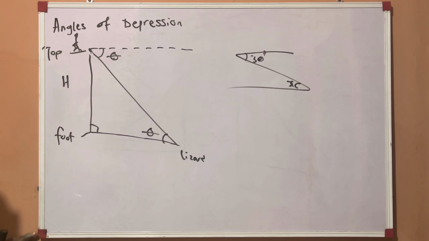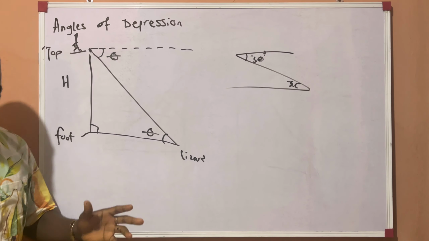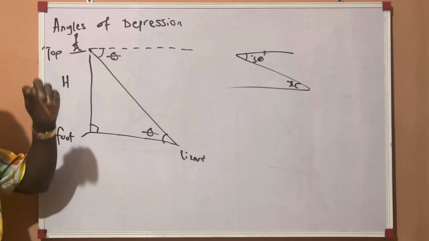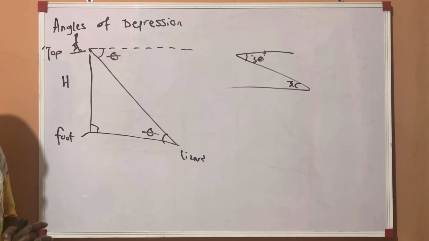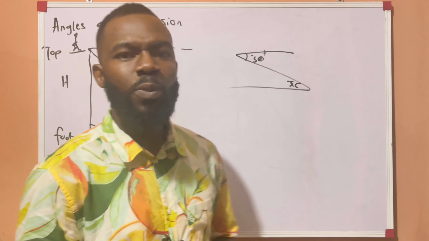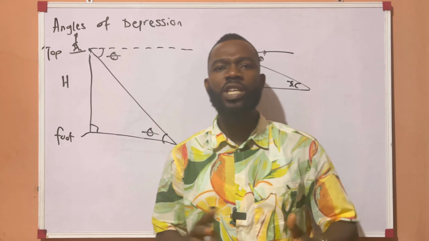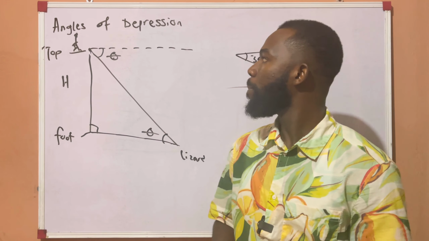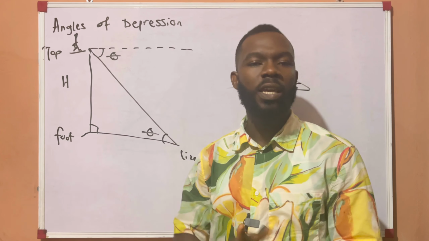So this is exactly how angles of depression are formed. The observer is up, trying to observe an object down, and then angles of depression are formed. Now, in this class, we are going to be looking at two examples, and with these two examples, you will be able to understand better how problems are solved, given angles of depression questions.